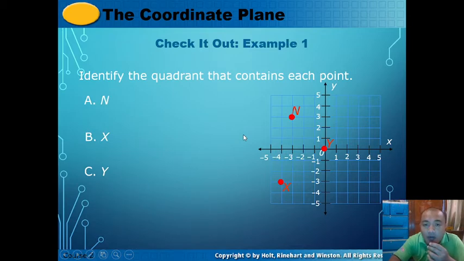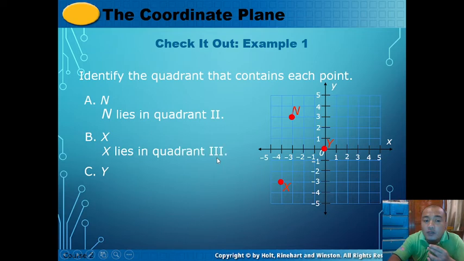Identify the quadrant that contains each point. Letter A, point N. What quadrant is point N? Okay, it lies in quadrant 2. How about letter B, point X? What quadrant is point X? It is in quadrant 3. And how about point Y? It lies on the origin.